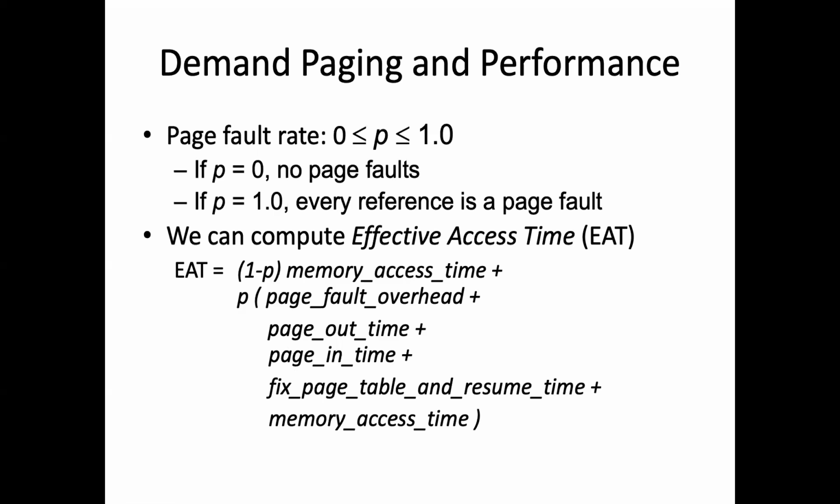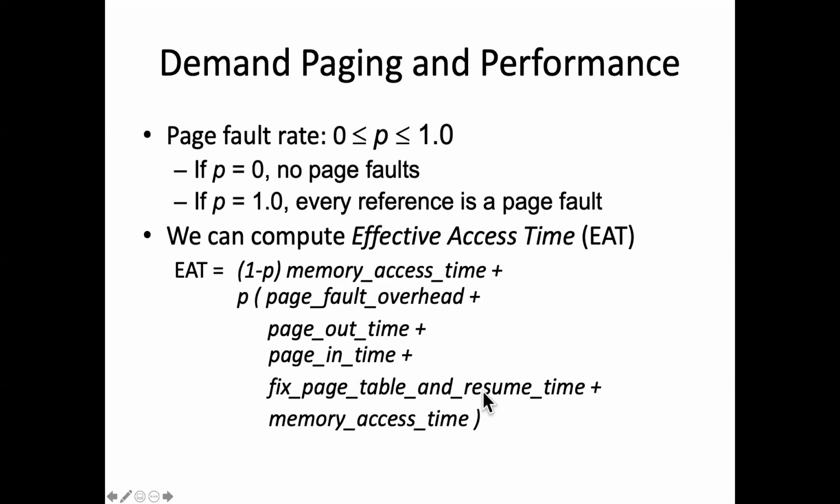The hardware has to trap to the OS. So let's call that page fault overhead. How long does it take to trap to the OS, for the OS to pick a victim page, and then to schedule an IO operation to page out the victim? So how long does it take to page out a victim page? And then we've got to schedule an IO operation to page in the page that got faulted, so plus however long that takes. And then once that IO is done, the OS has to fix up the page table and then put the process back in the ready queue.